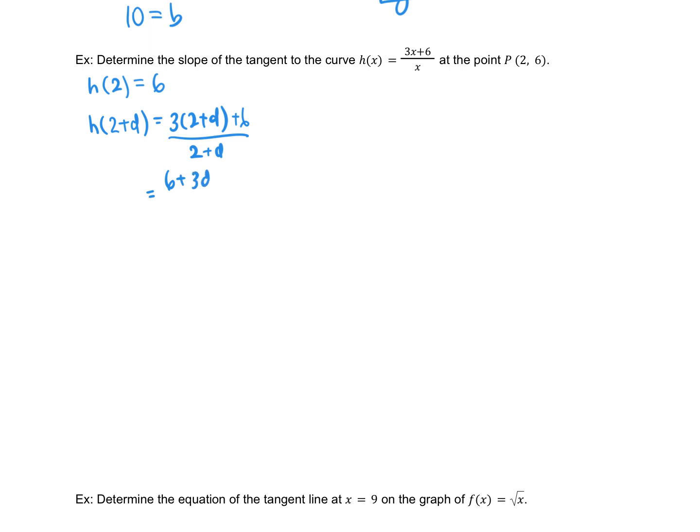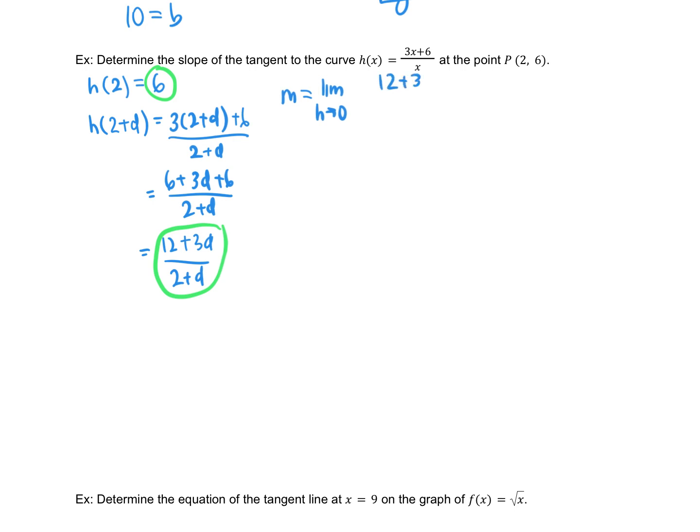6 plus 3d plus 6 over 2 plus d, which is 12 plus 3d over 2 plus d. And now let's go ahead and use that difference quotient to get our slope. So the slope is the limit as h approaches 0 of y2 minus y1. So 12 plus 3d over 2 plus d minus 6 all over 2 plus d minus 2. So that's just going to be d. And oops, that should be as d approaches 0.